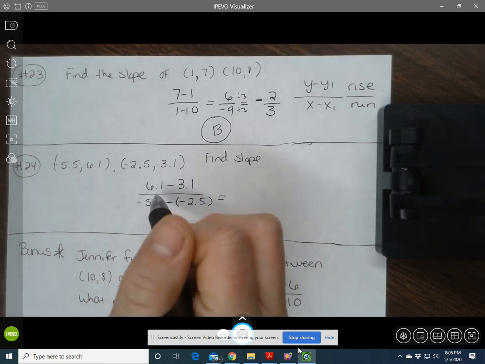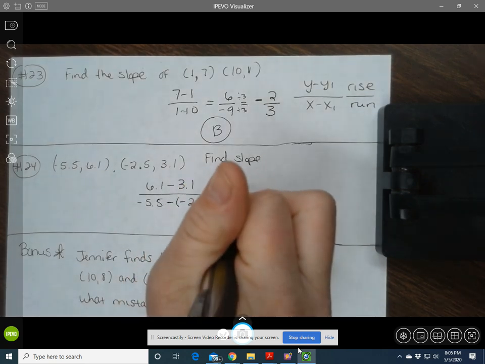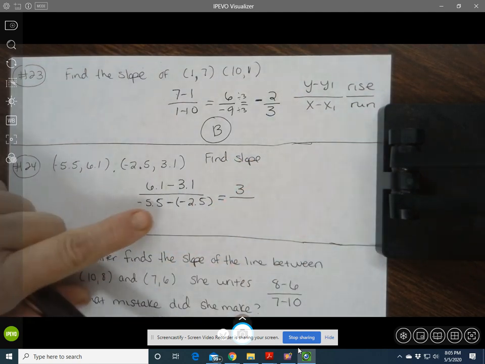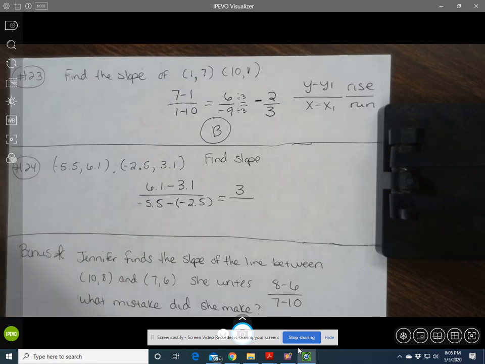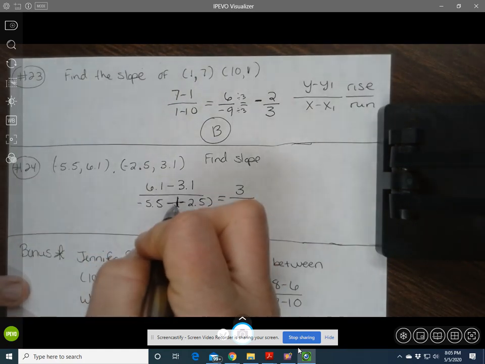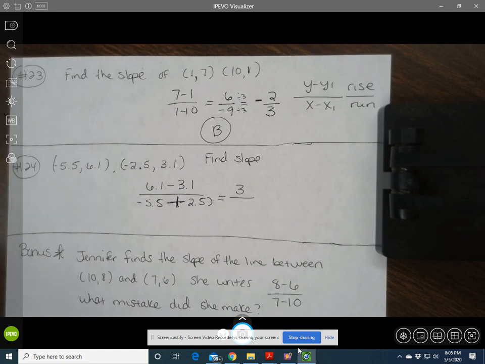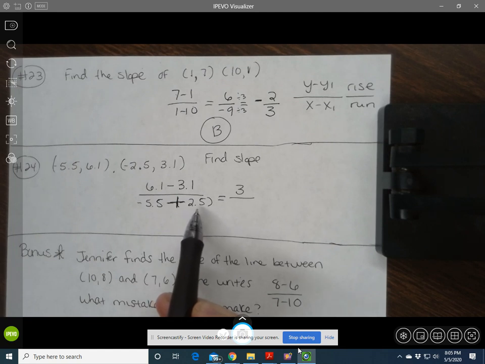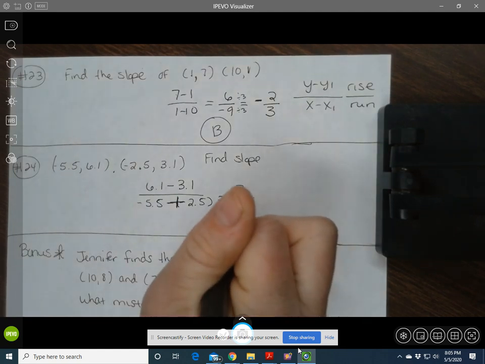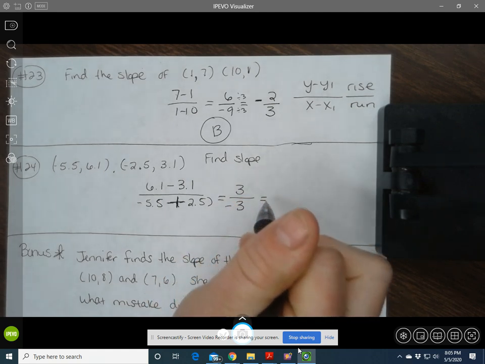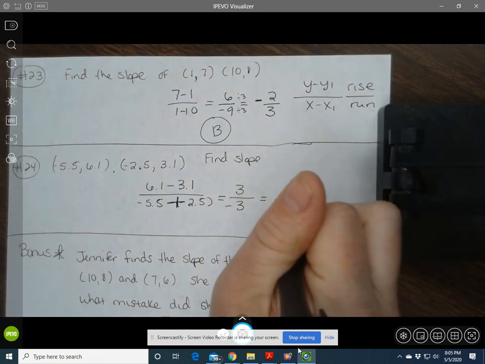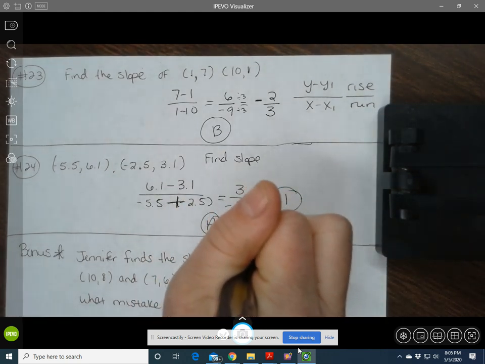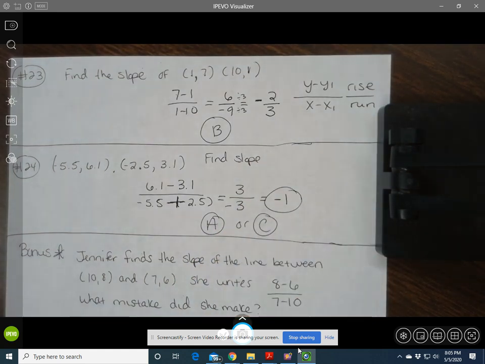So 6.1 minus 3.1 is going to be 3. And then you have negative 5.5 minus a negative 2.5. That is going to then become a positive because two negatives side by side when you're adding or subtracting becomes positive. So you have negative 5.5 plus 2.5, and that's going to also give you a negative 3. So negative 3 over 3 reduces to a negative 1. So that's your answer. And if you notice on the paper, it could be answer A or it could be answer C. Either one. It's negative 1.